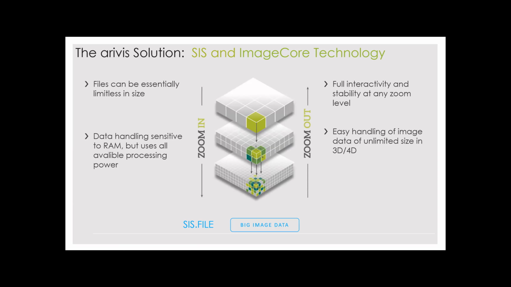So one way you can think about this is a smart layer between the huge amount of data in your SIS file on the disk and the available computing resource. Whether you're working on a laptop or a workstation for analysis in the core, whatever, the image core technology is sensitive to this and uses all the available processing power appropriately. As a result, you get full interactivity and stability at any zoom level of the data. And this allows you to have very fast feedback, easy handling of the images, and smooth interactions, regardless of what size that SIS file is.